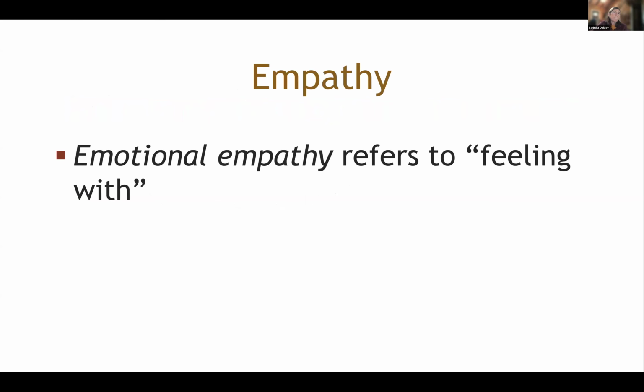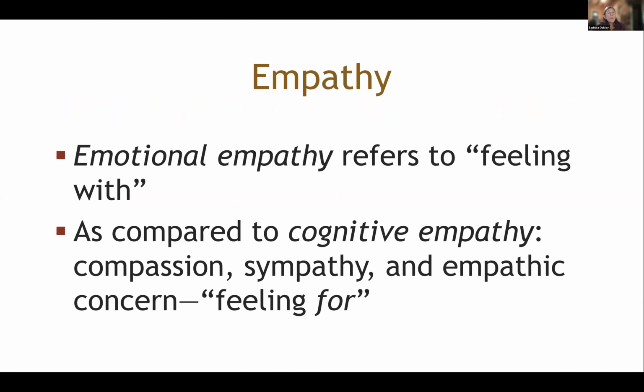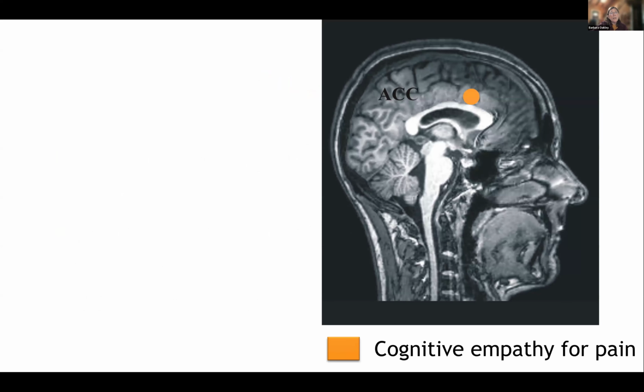So I'd like to differentiate here. There are two ways of thinking about empathy, and we can actually see the differences between these two ways of thinking about empathy in how the brain reacts. So emotional empathy is like when you're really feeling with, you actually feel what they're feeling, as opposed to cognitive empathy, which is more like you're aware of what they're feeling, but you're not actually feeling the same feelings yourself. So let's look at this.